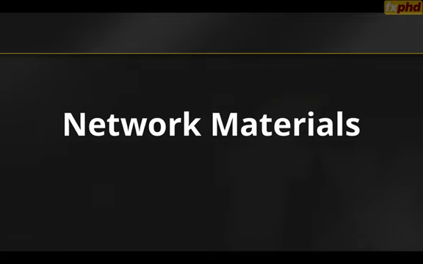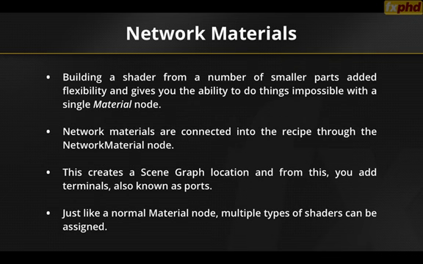Okay, the next thing we're going to look at is network materials. Now, a network material enables you to build a shader from a number of smaller parts, which gives you flexibility and the ability to do things that would normally be impossible with a single material node, such as adding a texture into a shader, which is obviously a common thing you're going to want to do. Now, the network materials are connected into the recipe through the network material node, okay, and we'll look at that in detail in a moment.